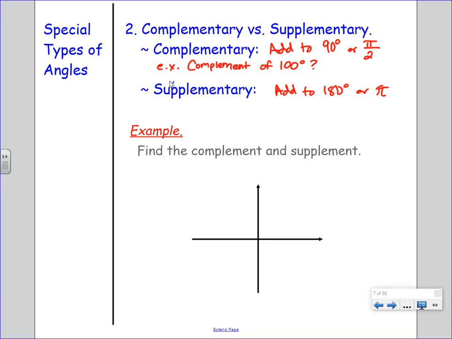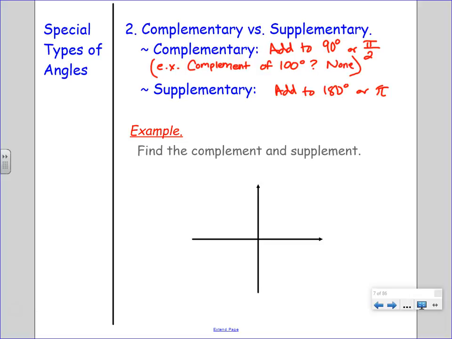Is there a complement for 100 degrees? Some of you are like, negative 10. And negative 10 would get it to be 90, but technically, if you went back to geometry, the definition of a complementary angle, or the complement to an angle, are we allowed to go negative? 80 would work, 80 and 10, 70 and 20, 35 and 55, etc. In order to have a complement, the angle has to be less than 90.